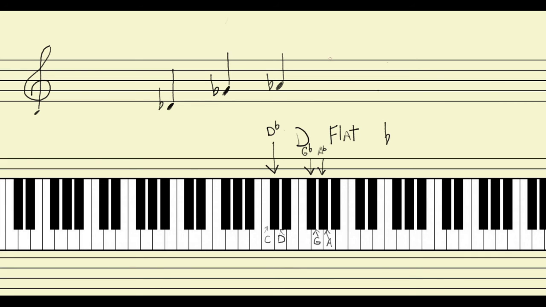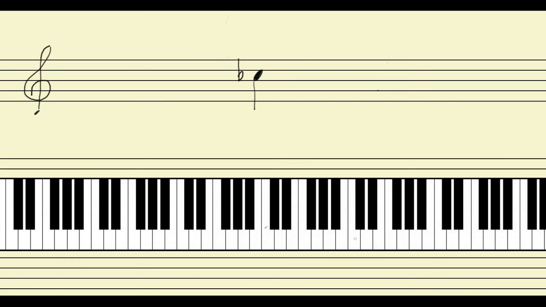But just like with the sharp symbol, sometimes this leads to an interesting situation. Let me write one of these interesting situations again for you, sort of the inverse of what we saw with B sharp. Suppose I were to write a C up here on the third space, like this, and I were to put a flat symbol in front of that C. So we have C flat.